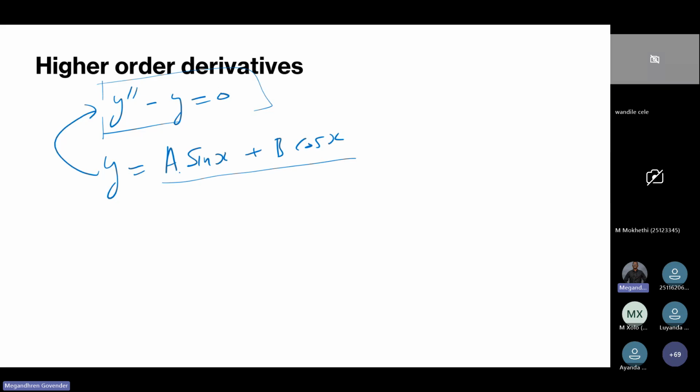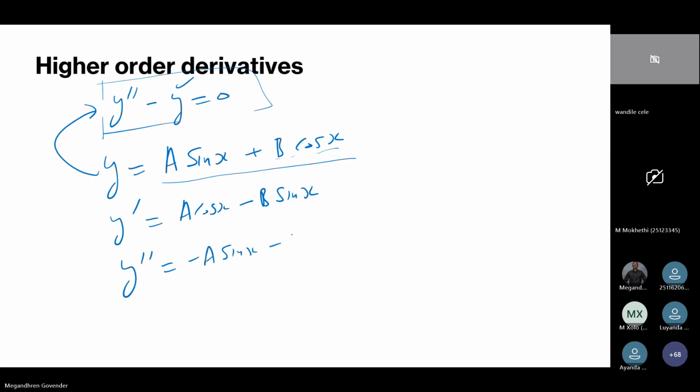So firstly, we've got y. Now I need y dash, which is a cos x, and if I differentiate b cos x, it'll become minus b sine x. That's y dash. But I need y double dash, so I differentiate again. Right, everyone happy with how I got to y double dash?